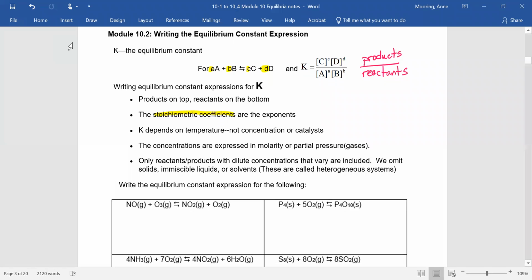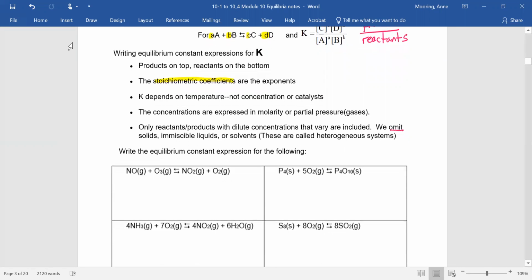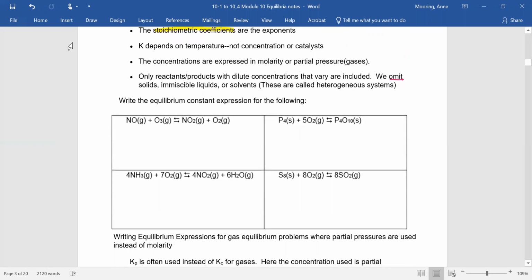Only reactants or products with dilute concentrations that vary are included. This means that we omit, this is important, solids, immiscible liquids, or solvents. These are called heterogeneous systems. So we only want to use the things where the concentration changes, where we're starting with something that is dilute. So we're going to write some equilibrium expressions for some various equations.